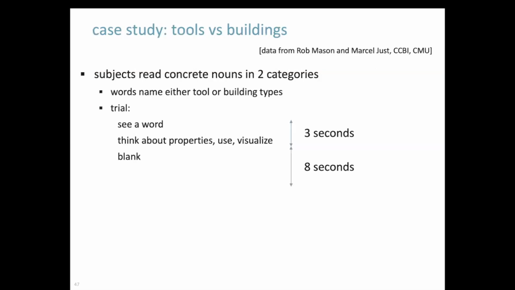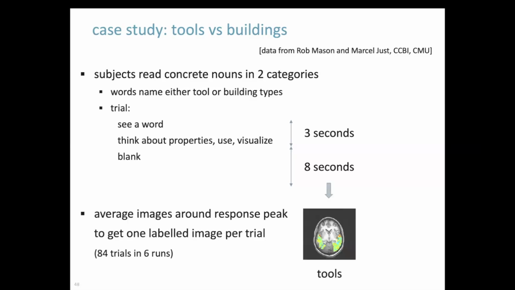So I wanted to make sure that I gave you something really concrete. This is actually a pretty old study where people were reading concrete nouns belonging to one of two categories, tools or buildings. They would see a word, think about it and its properties, visualize the item being named, and then there would be a blank for a few seconds. We would take average images around the response peak to the stimulus in each trial.